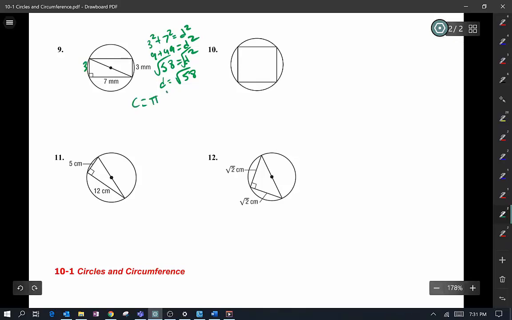Circumference is equal to pi times the diameter. So it's pi times root 58. So the answer is root 58 pi.